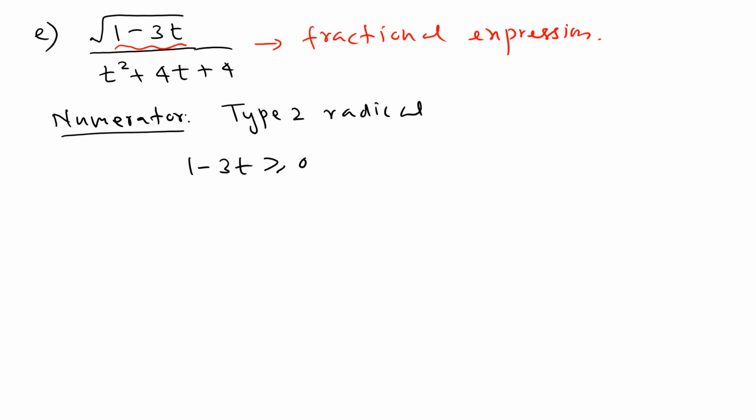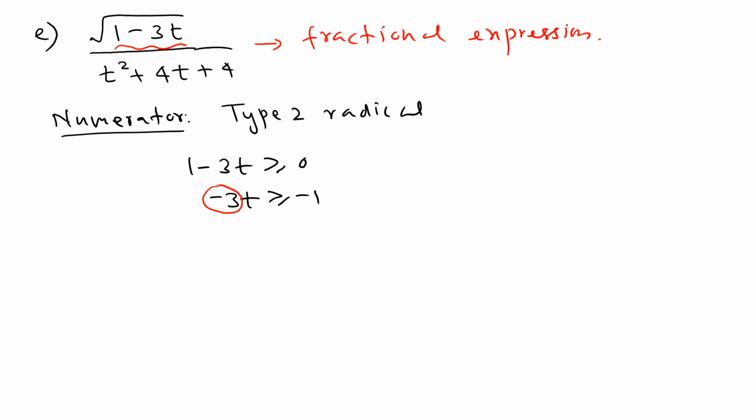So we can see we're going to leave 3t on this side and remove 1, so we subtract 1 from both sides. Now you have to be very careful. We have to divide by a negative number. So when you divide by a negative number, what will happen? You're going to switch the direction of the inequality.